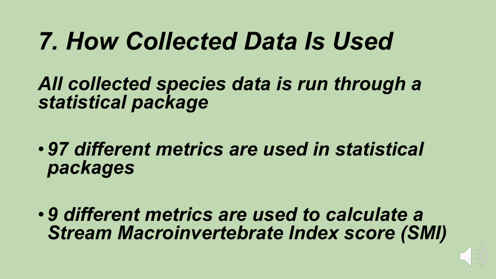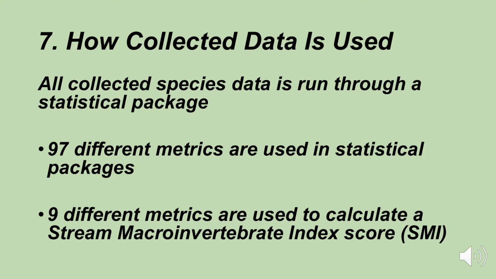We use different metrics in statistical packages to determine if beneficial uses are made. Actually, there's 97 different metrics that we can look at. We actually use nine different metrics to calculate what we call a stream macroinvertebrate index score, or an SMI. And we'll take a look at these 9 different metrics in just a few minutes.